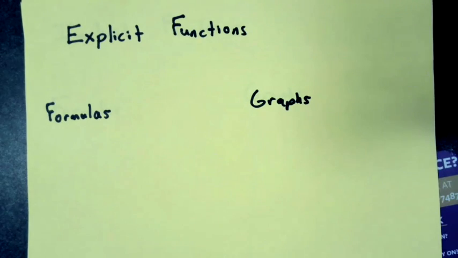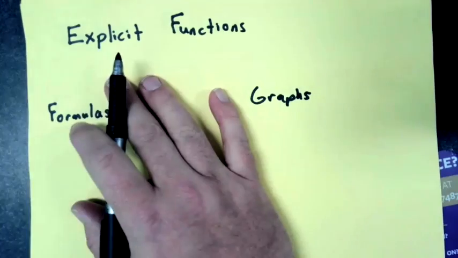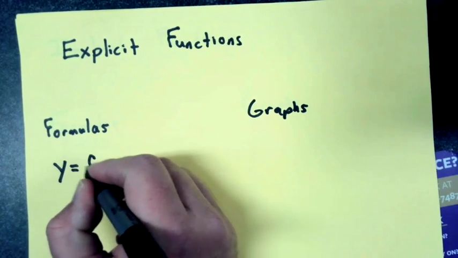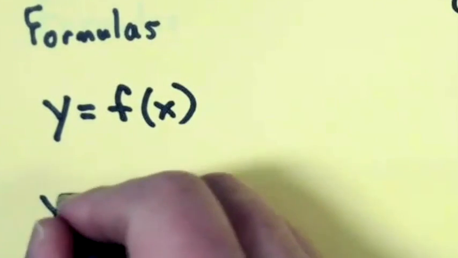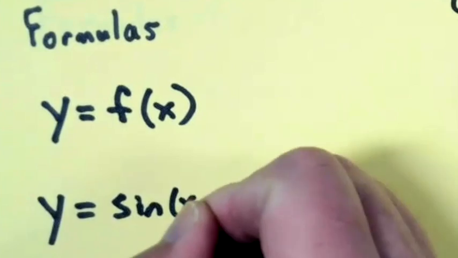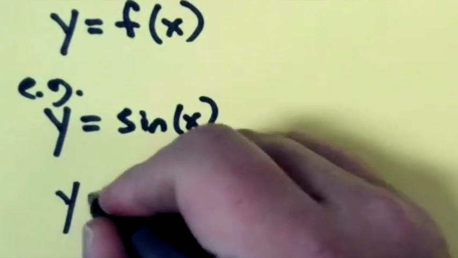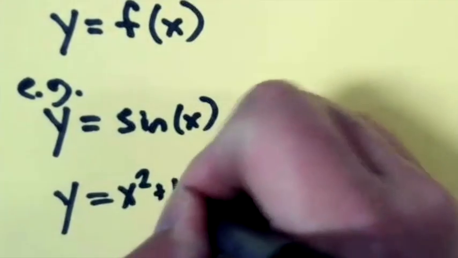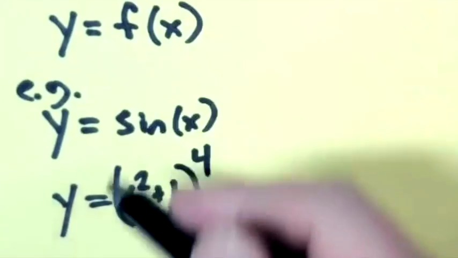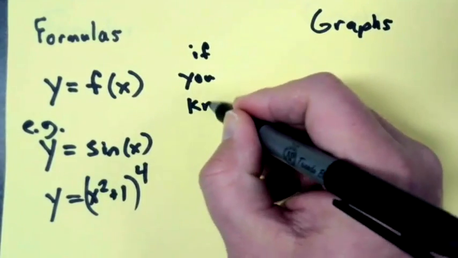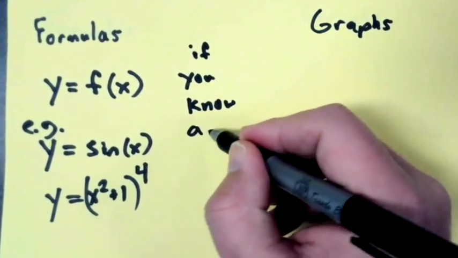Let's go ahead and get started with implicit differentiation. Last time we looked at explicit functions. That's where you see something like y equals f of x. So y equals sine of x, for instance, is an explicit formula of x, or y equals x squared plus 1 to the fourth is an explicit formula of x, because if you know x, you can just plug it in, and it will give you one and only one y value.